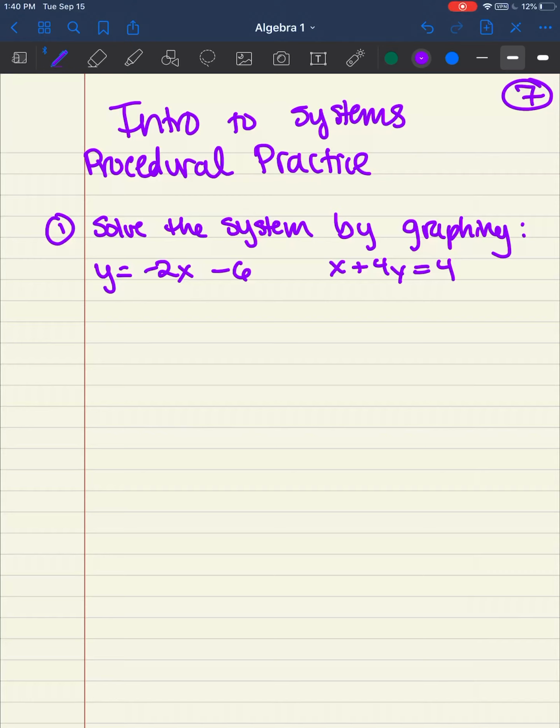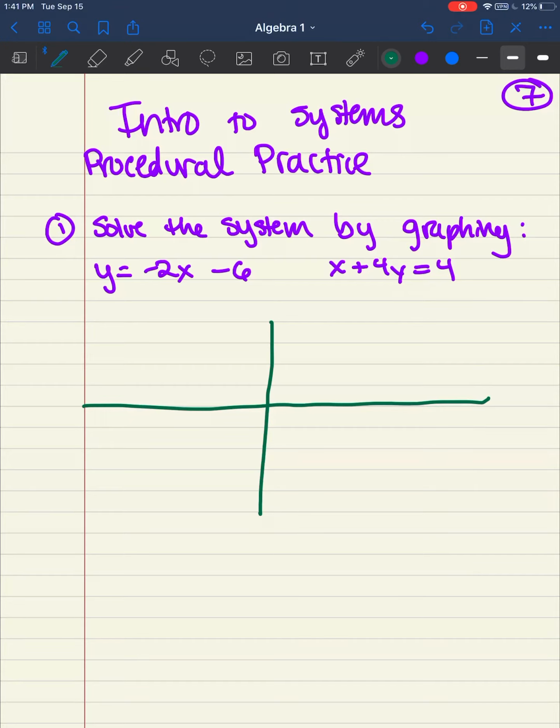Intro to systems. So this is linear systems of equations, and this is some procedural practice. All right, so solve the system by graphing. So what we're going to do is graph this on a coordinate plane. And so I am going to have you sketch a graph in your notes. So just watch for a second before you do this.